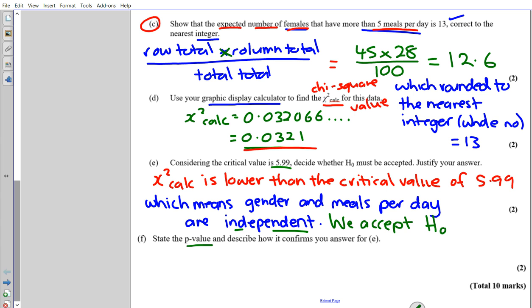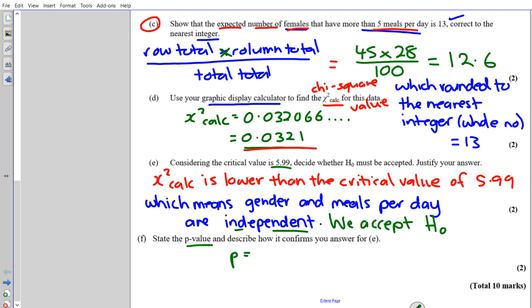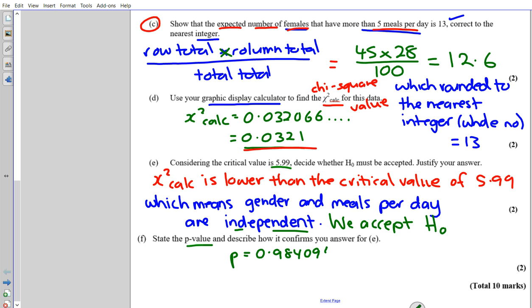So let's grab our p-value. Our p-value was 0.98409, maybe write out a few more decimal places, 0.9845006, something like that, dot dot dot. Then round it to 3 sig figs. So the 0 at the beginning is not significant. Now our significant figures begin: 984, because next to the 4 is a 5... so our p-value is 0.984.